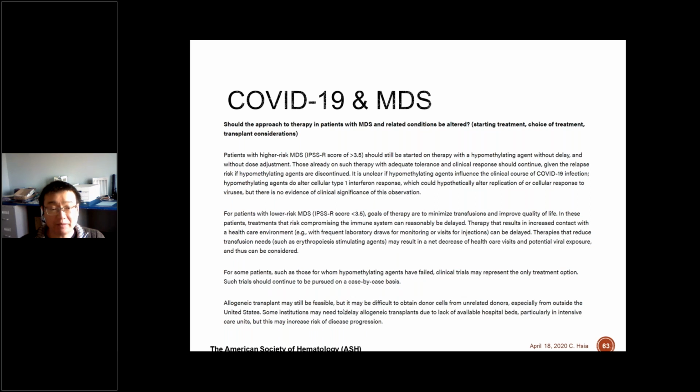Allogeneic stem cell transplants may be feasible, but again, it may be difficult to obtain donor cells, stem cells from unrelated donors, especially from outside the United States. So this again is American, United States guidelines. In Canada, it'd be very similar as well, that if you're a candidate for a stem cell transplant, do you need to go to a different country in order to get it? Or do those stem cells come from a different country? Some institutions may need to delay allogeneic stem cell transplants due to lack of available hospital beds, particularly intensive care units, but this may increase risk of disease progression. So all of those are important considerations for treatment in MDS during these uncertain times.